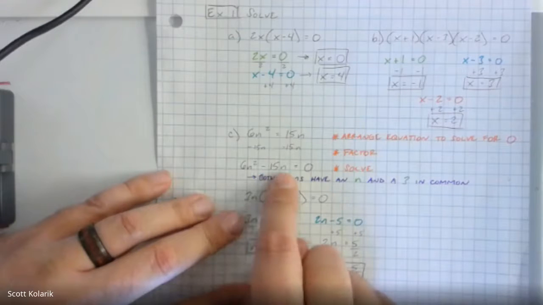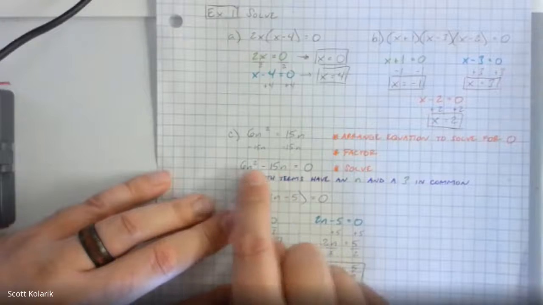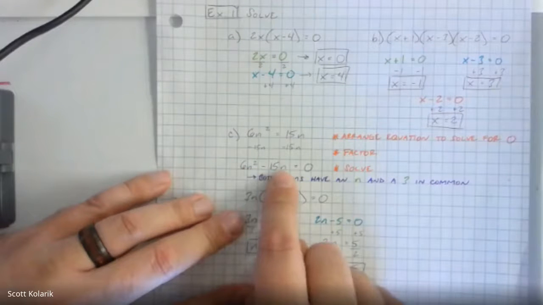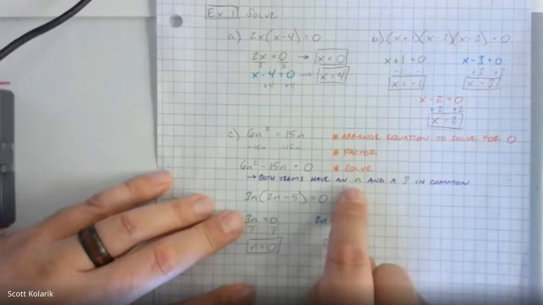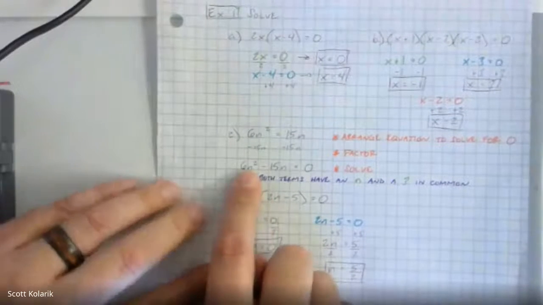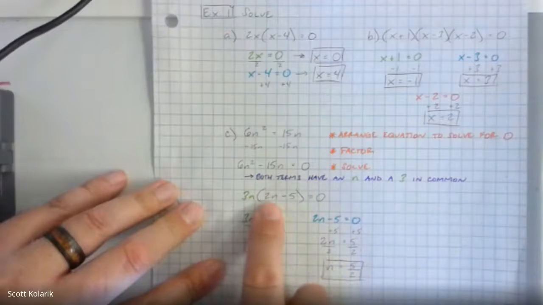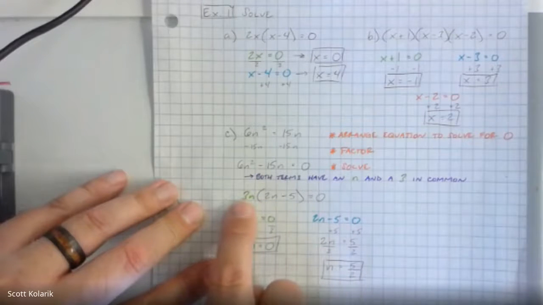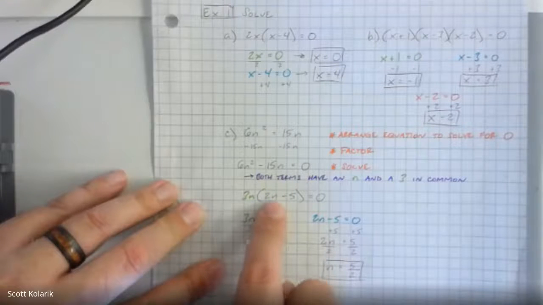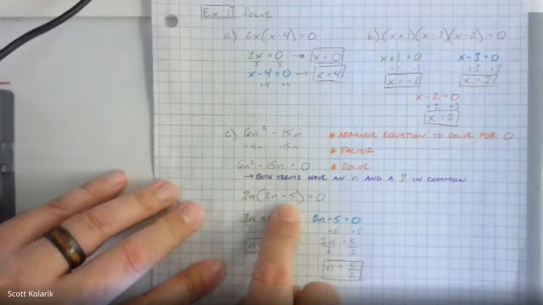Okay, but they also have letters in common. So once I'm done looking for my common factors with my numbers, move on to my letters. I have n squared and n. They have an n in common. So when I pull out both 3 and n, I'll be doing that with division. That's how I do factoring. So when I divide 3n out of 6n squared, I'm going to be left over with positive 2n. There's my greatest common factor, 3n. So when I divide out of 6n squared, I get 2n. When I divide 3n out of negative 15n, I get negative 5.